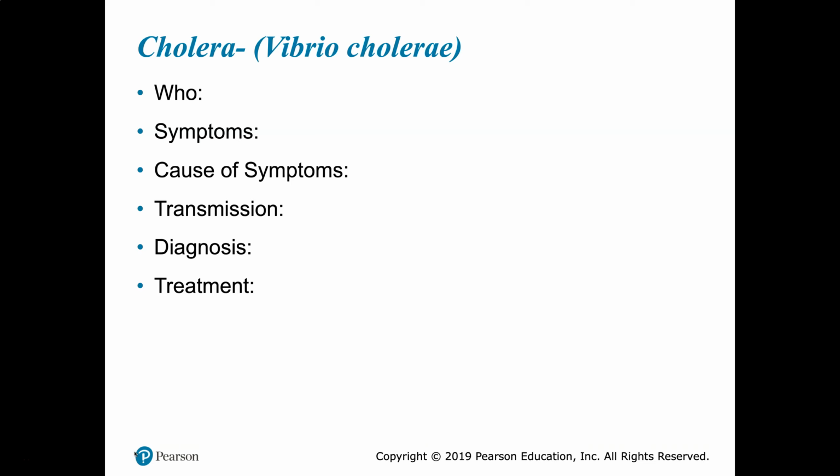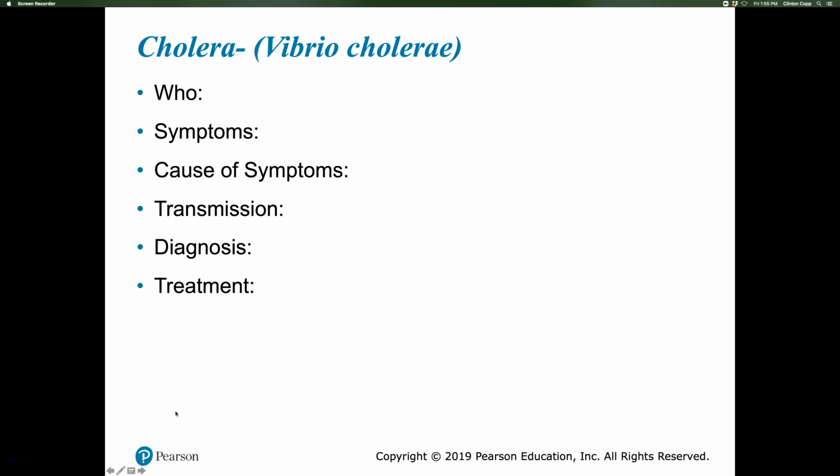Sorry. So some of the complications associated with this, if there's no treatment: you start to see low blood volume because you have such severe diarrhea. Something called hypovolemic shock. Hypovolemic shock.